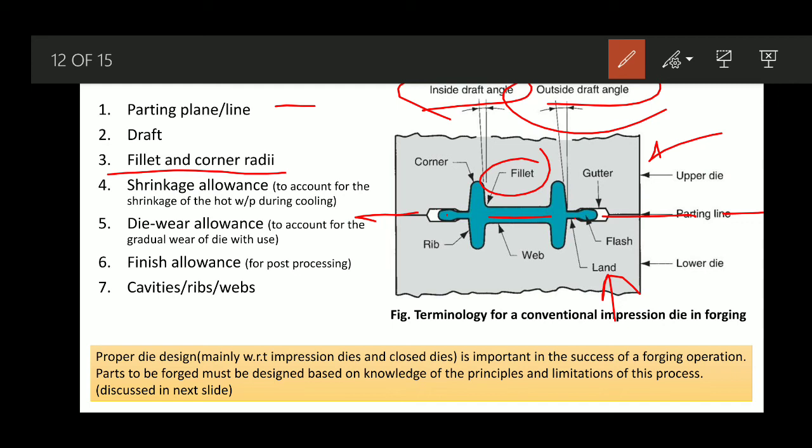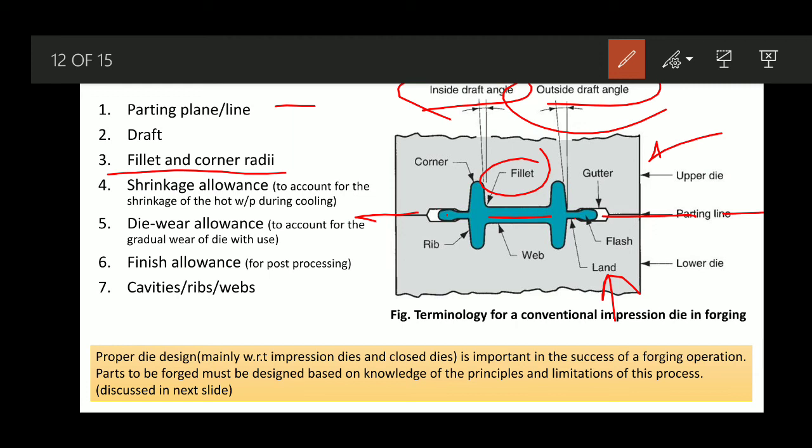Similarly, we also provide die wear allowance. This allowance is to account for the gradual wear of the die with its use. Whenever we are talking of using a die, it's not a single use. The die and punch will be used for multiple passes. And it will be in contact with the heated metal, as well as applying compressive force, so gradual wear will be there. So some die wear allowance we also provide.